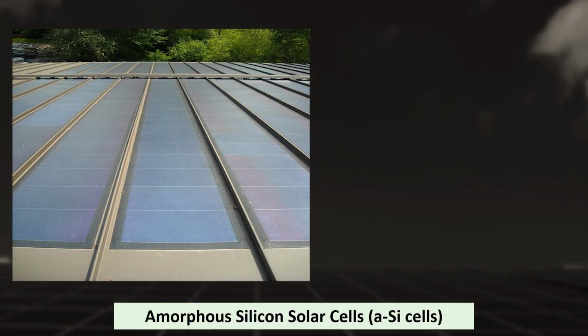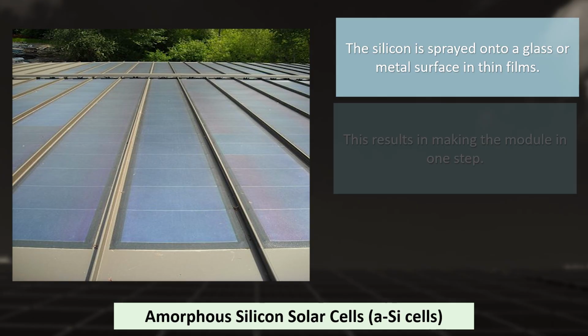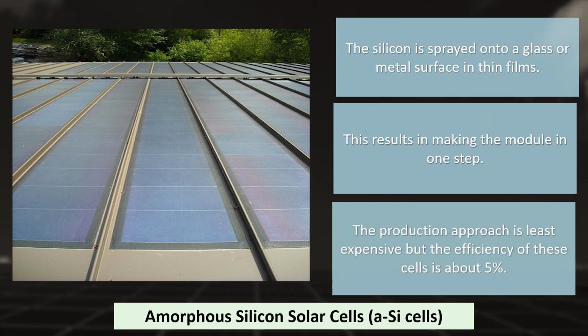The third solar cell that we can discuss here is the amorphous silicon solar cell. The silicon is spread onto a glass or metal surface in a thin film. This results in making the module in one step. The production approach is least expensive, but the efficiency of these cells is only about 5%.